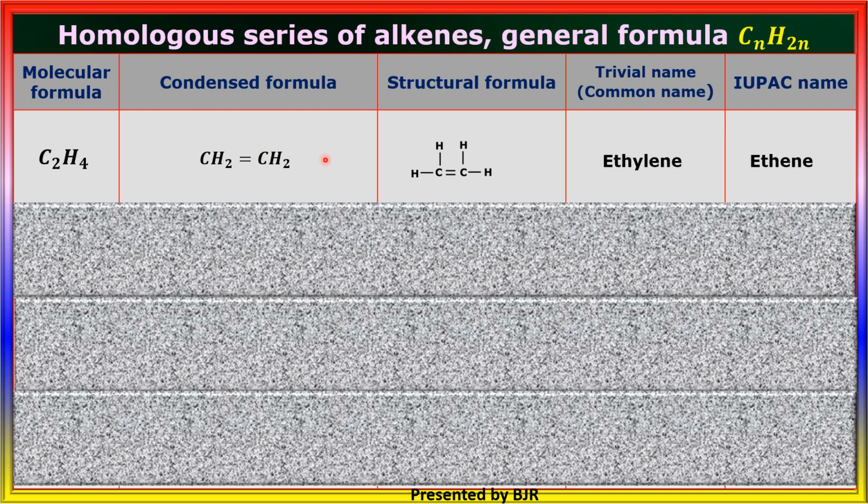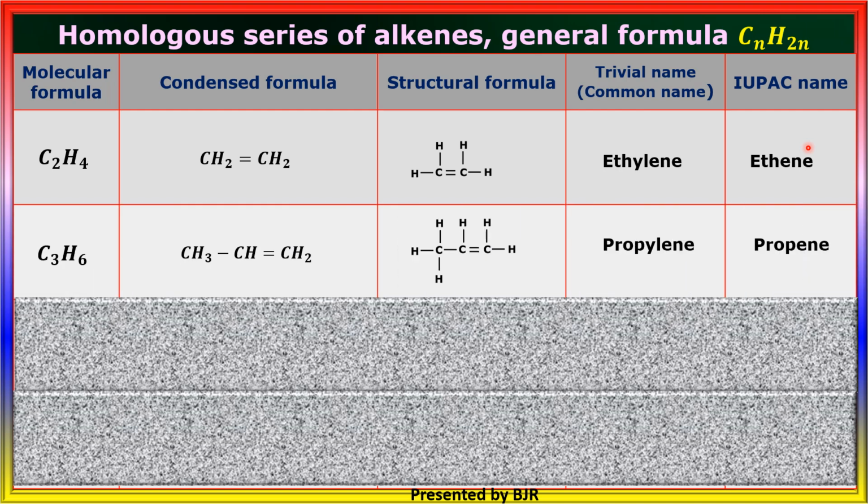And this one is the condensed formula of this C2H4 molecule, and here is the structural formula. And in alkenes there must be at least one double bond between the two carbon atoms. The trivial name of this molecule is ethylene. IUPAC name is ethene.